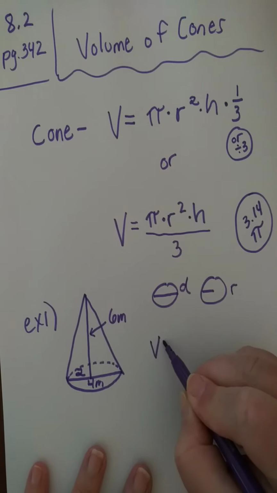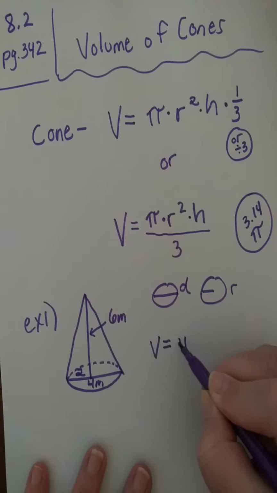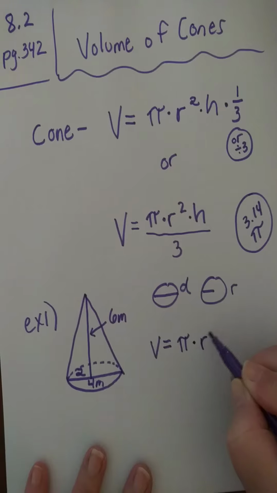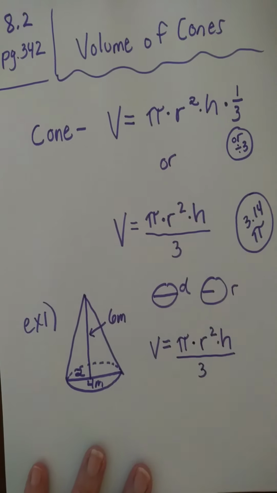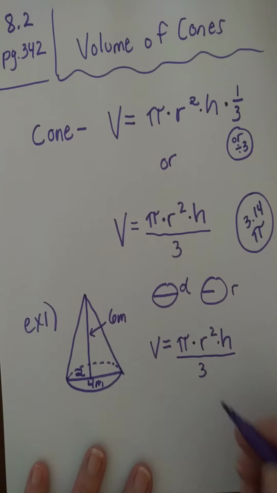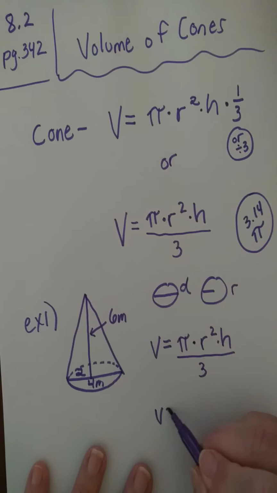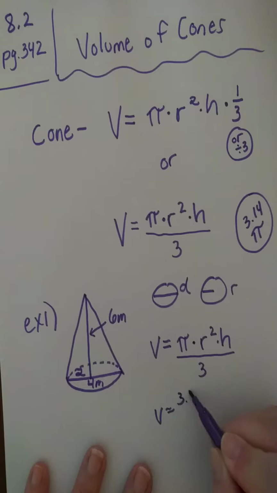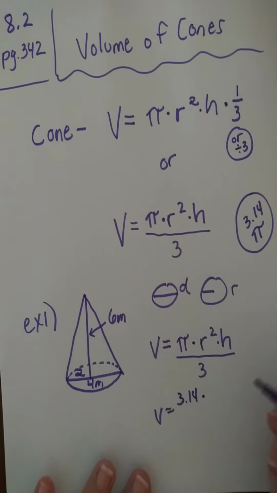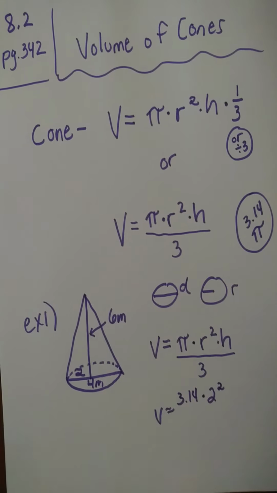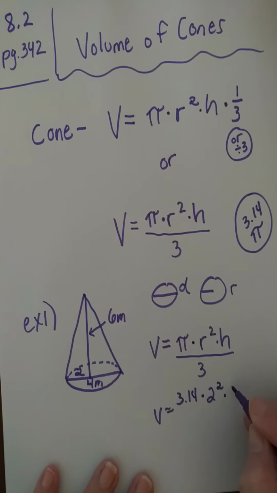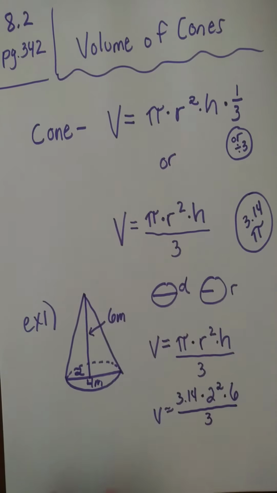So we're going to do volume equals pi times r squared times h divided by 3. So that's always the same formula. So let's fill in what we know. Okay, pi is 3.14. R is 2, so that's 2 squared. You can't forget to square your radius. Times the height of the cone is 6 divided by 3. So go ahead and calculate that out. Use your calculator.